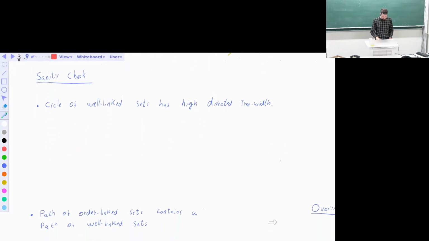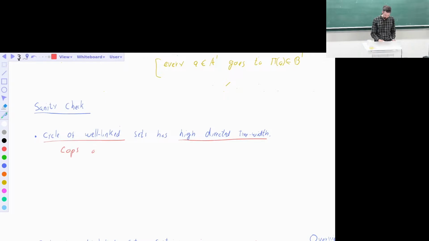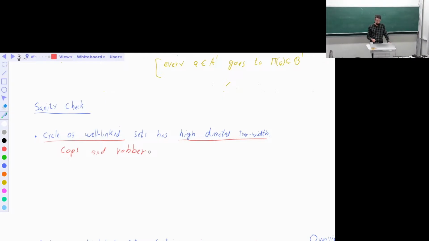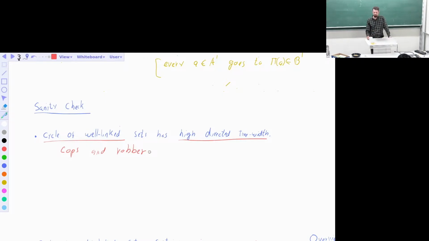So one thing is, I think I'm gonna skip this proof, but using the cops-and-robber game, it's not so hard to see that the cycle of linked sets must have high directed tree width. So you can use cops and robber. And the rough idea is that the robber can always sit on a good cluster, and since it's always well linked, it can use the well-linkedness to move to the next cluster. So that's the rough idea. And then you can see the cycle of linked sets indeed has high tree width, which is what we expect of something that tries to capture the connectivity of the directed grid.